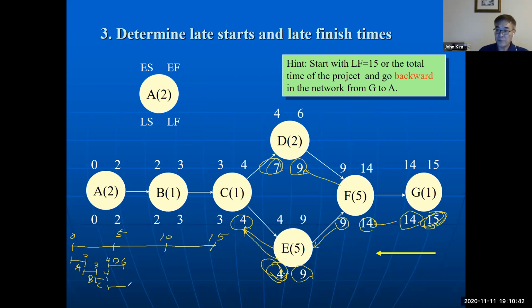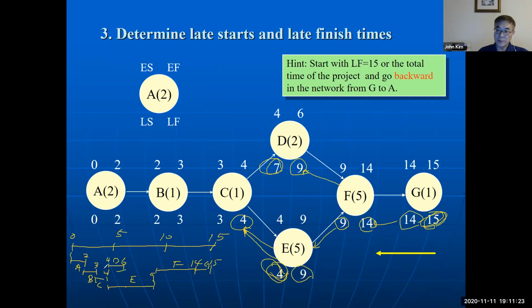And then E starts at 4 and finishes at 9. And after that, F starts at 9 and finishes at 14, and then G finishes at 15. The others, A, B, C, E, F, G, have only one possible start number, 1, 2, and so on like this.